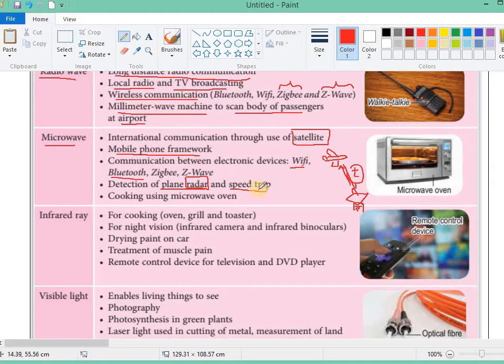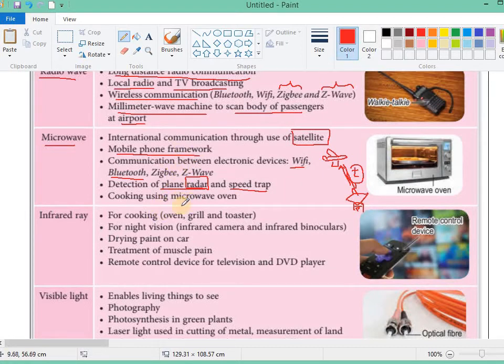Speed track means shooting microwave, and the microwave hits the car and reflects back, so they can calculate the speed of the car. If the speed of the car is too fast, it will automatically take a picture of the car. We know this speed track system as AES.